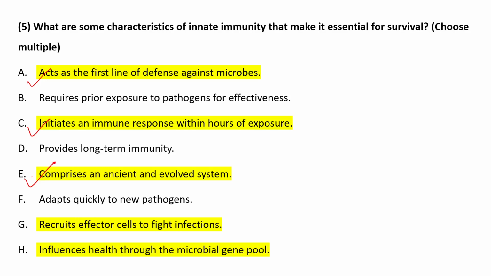The next one is it comprises an ancient and evolved system. Innate immunity is highly conserved across species. We have this from our birth, so there is no differentiation to the pathogens or any kind of condition. So it is a very ancient and very evolved system.